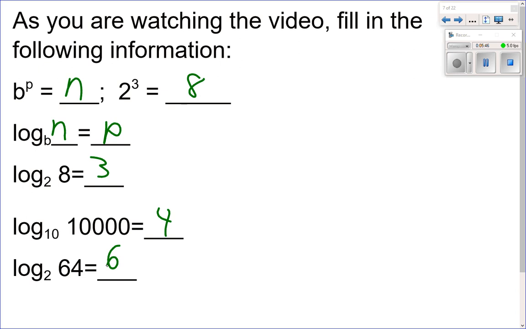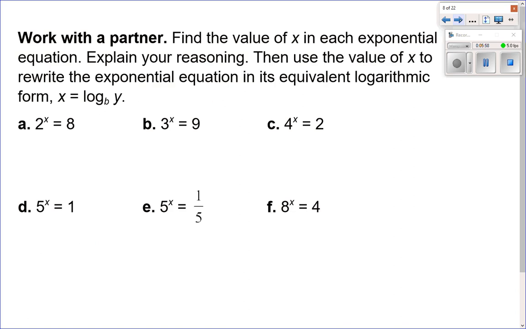It is saying use this base. What power do you raise this base to get this result? Any questions on that or anything else in the video? The TED Talk series is really, really excellent.